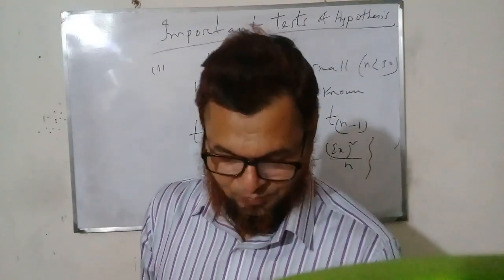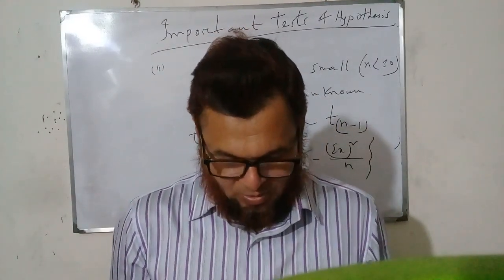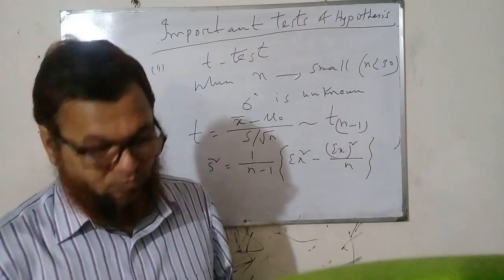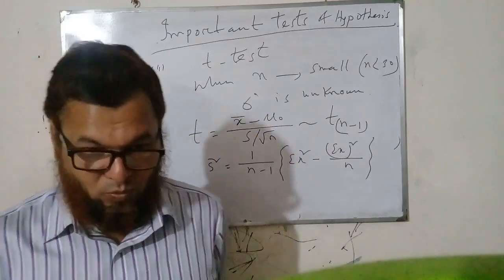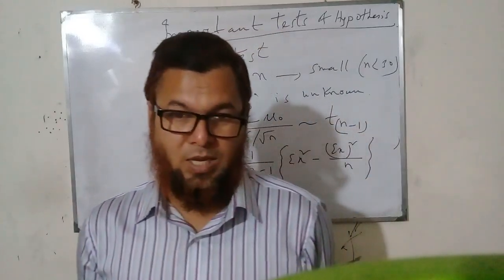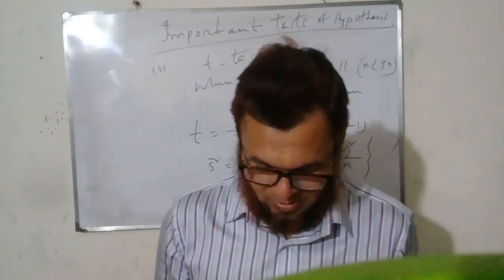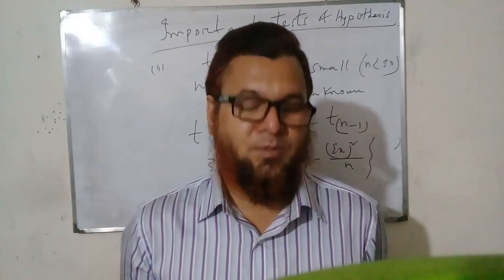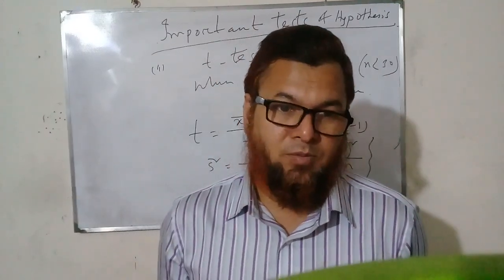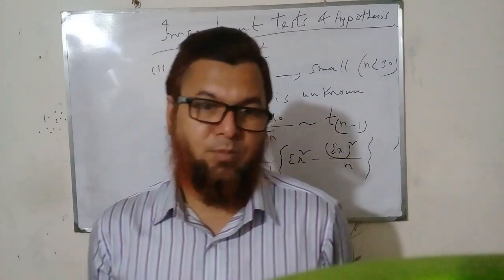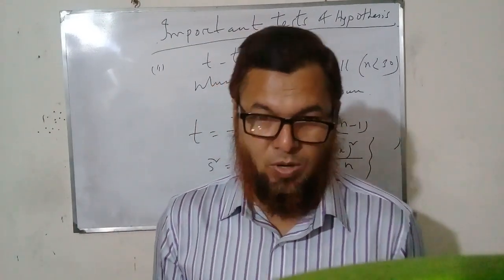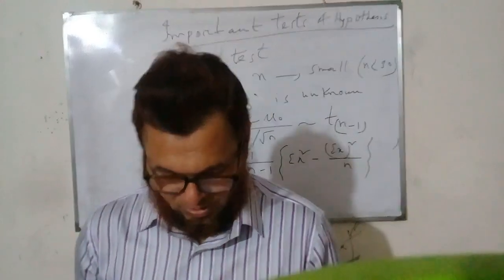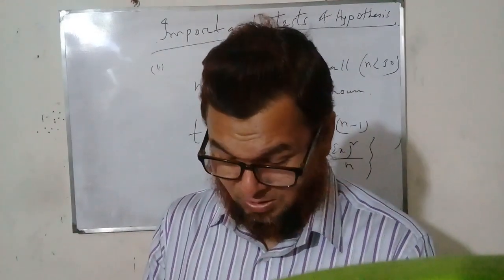When we use t-test: sample size small, variance unknown, then to test population mean, to test the equality of two means, to test a specified value of correlation, to test sample regression coefficient, to test for paired observation.